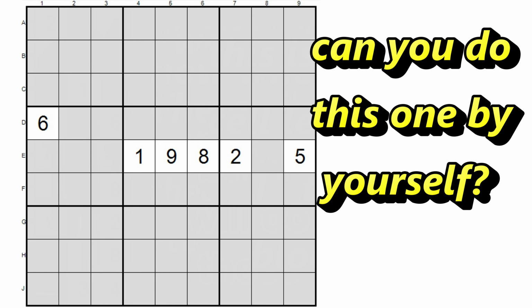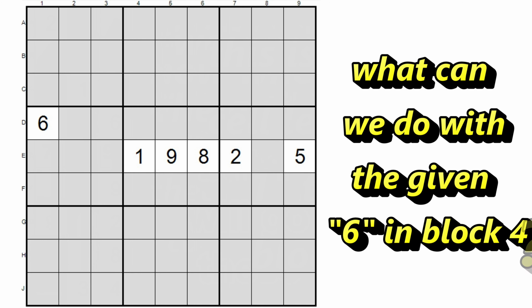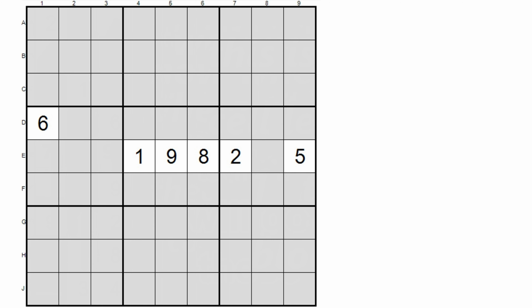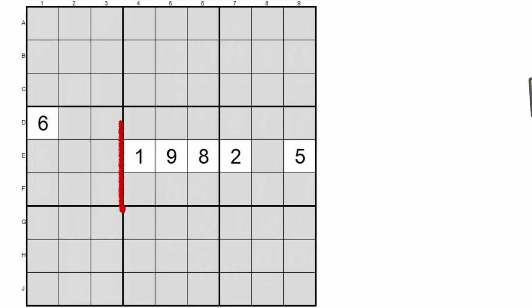Here's another example. Pause the video and think about what I'm about to say. Can you guess? Well, first there is a completed segment here in block 5, row E. Now, can we do anything with the number 6 in block 4? Yes, we can. Do you see it? It would go right here in block 6, row E, column 8. Do you see that?